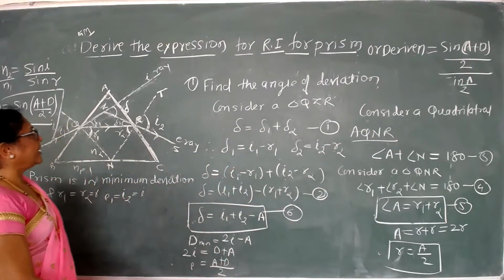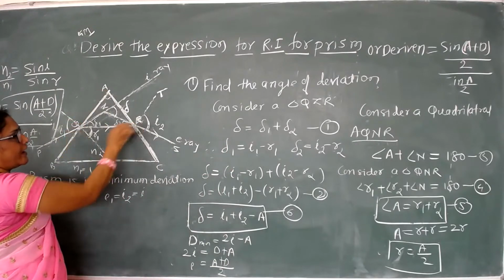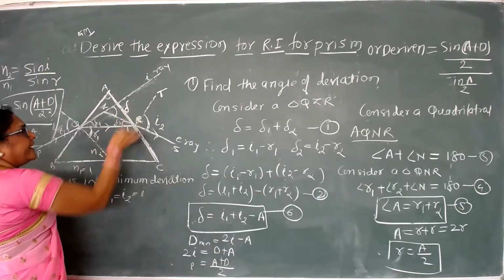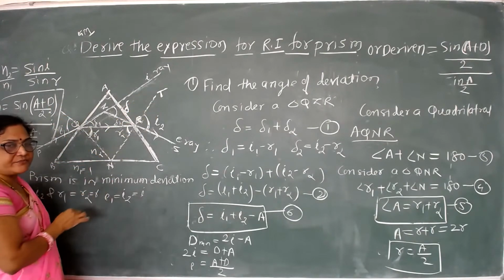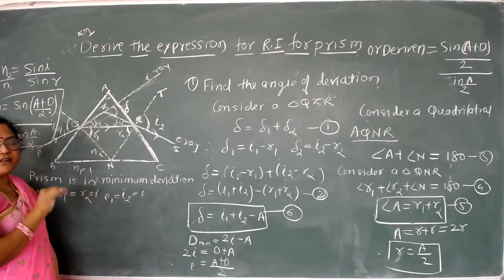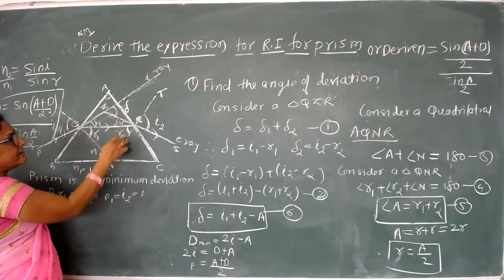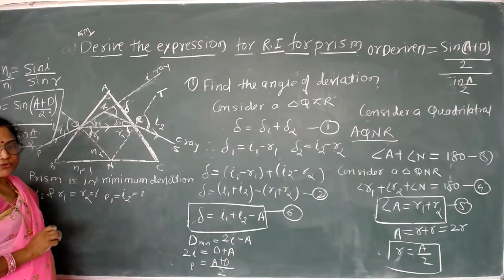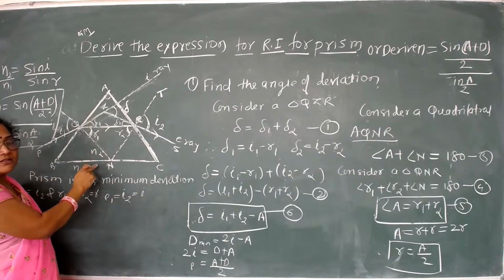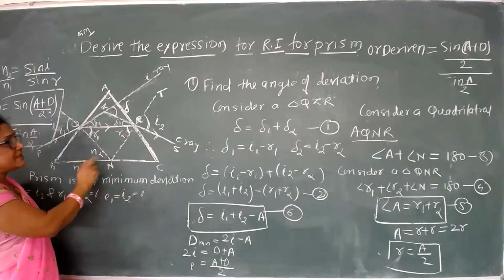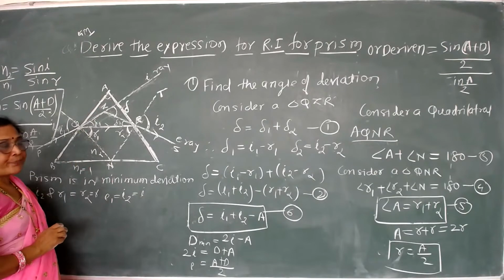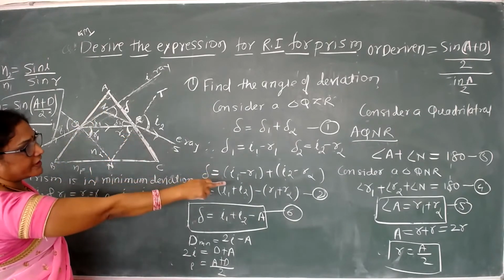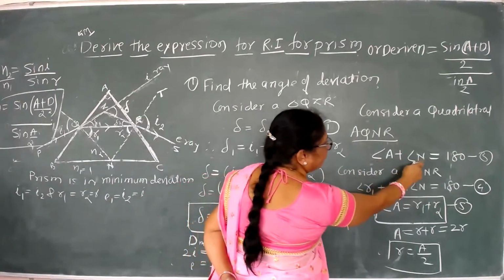We consider a quadrilateral, that is AQNR. In this quadrilateral, MN and TN both are normal rays. A normal ray means it makes a 90-degree angle, which means both these angles are 90. And we know that the sum of the four angles is equal to 360. Out of the four angles, if two angles sum to 180, the remaining angles also sum to 180. So we consider angle A plus angle N is equal to 180.